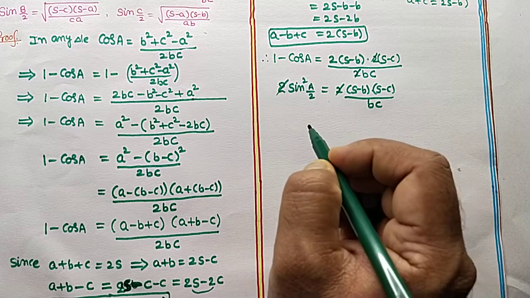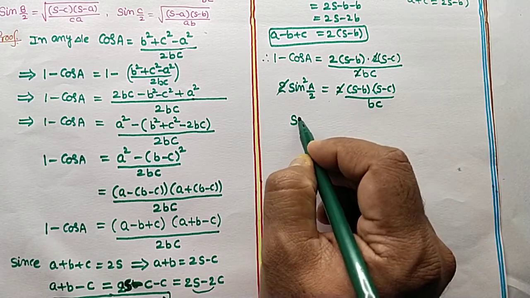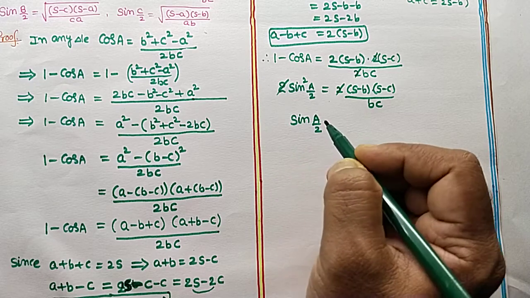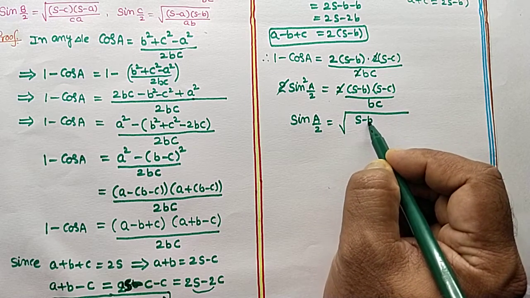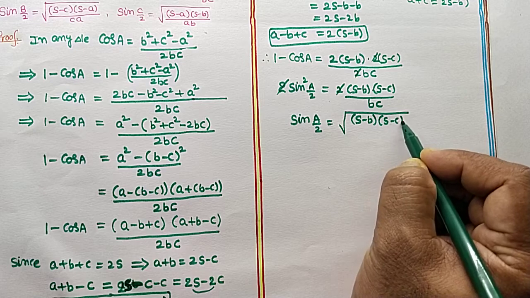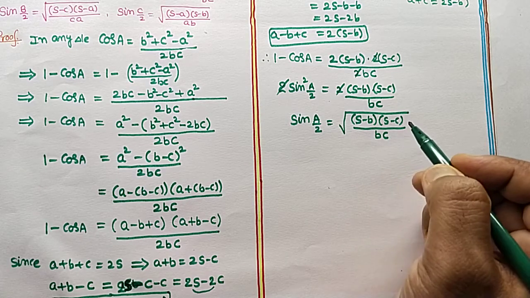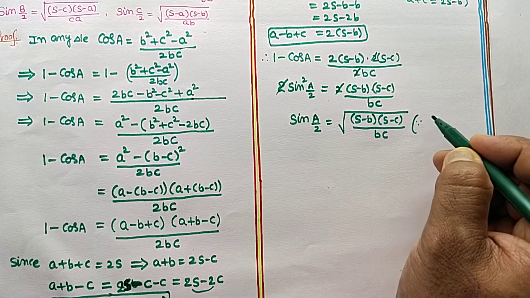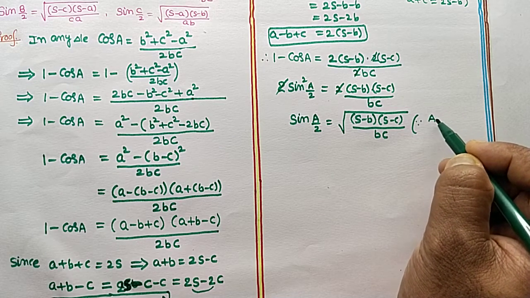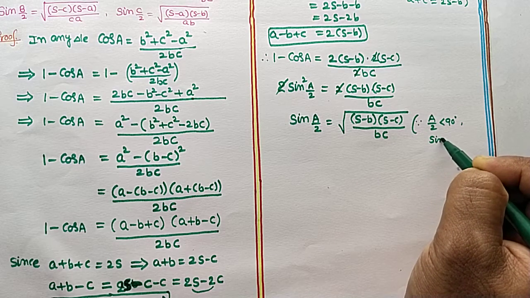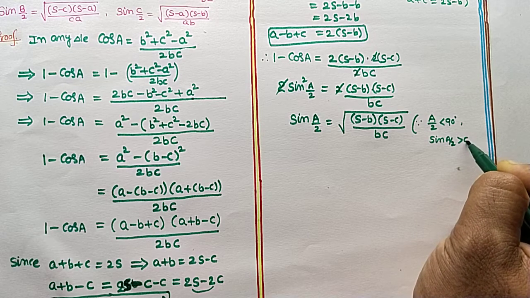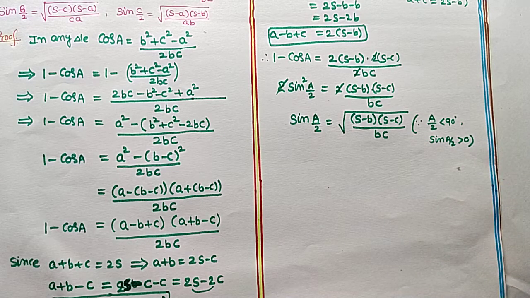So sin a by 2, sin square a by 2 equal to this value. Sin a by 2 equal to square root of s minus b into s minus c divided by bc. Since a by 2 is less than 90, obviously sin a by 2 value is greater than 0 only, no? That you have to remember. Similarly, sin a by 2 equal to square root of s minus b into s minus c by bc.